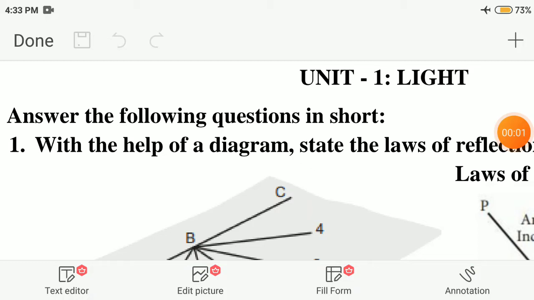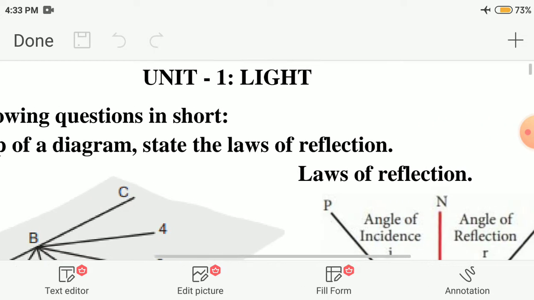Hi dears, good morning. Now for you, material reading. What is our topic? Light. First question: with the help of a diagram, state the laws of reflection.